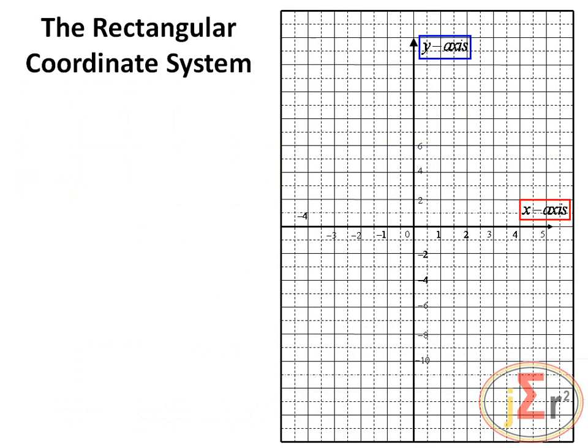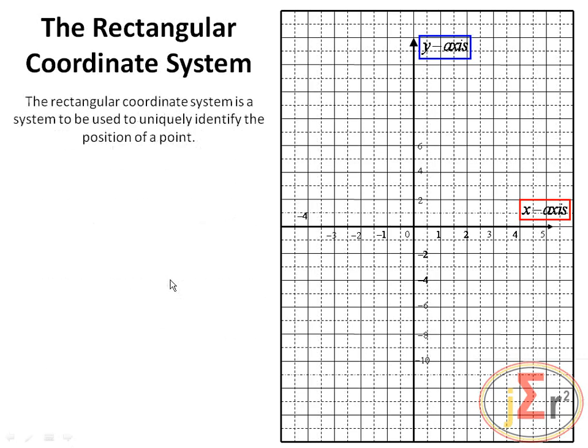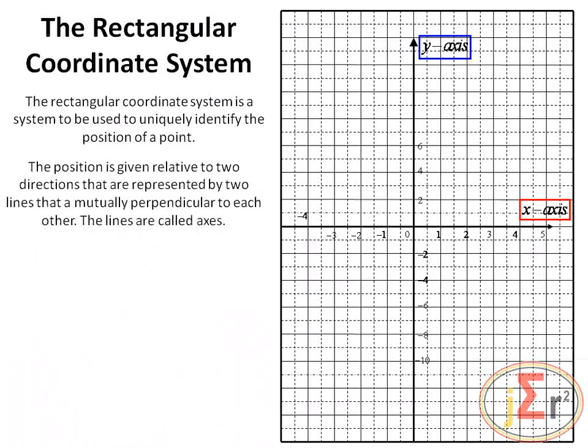Now, before we can put our points on the axes, we'll have to take a little overview of the rectangular coordinate system and see what it means. Now here we have our rectangular coordinate system. The rectangular coordinate system is a system to be used to uniquely identify the position of a point. The position is given relative to two directions. The two directions are represented by two lines that are mutually perpendicular to each other. The lines are called axes.